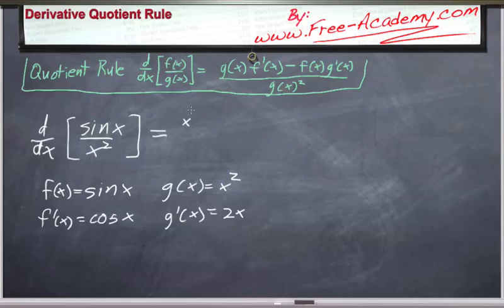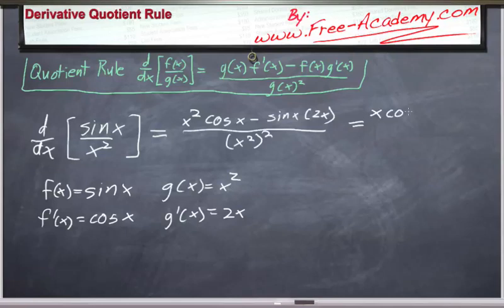We have low d high minus high d low over low squared. And we can simplify all this. I'm going to factor an x out. We'll get x cosine of x minus 2 sine of x over x to the third. And you can see, if you work out the algebra, that that is correct.